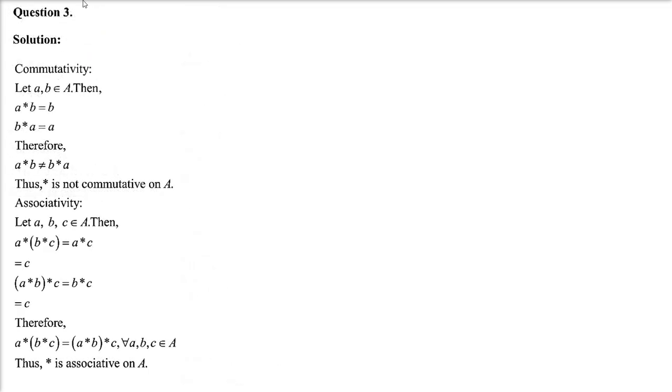Now question number 3. Let A be any of the set containing more than one element. That is, this is the definition that the set should be non-empty. So we have, let star be a binary operation on A defined by A star B equals B. So whenever you do A star B, B has to come. The second value has to come. Okay. Is star commutative or associative on A? So A is coming from A, B is coming from A, but the second value will be the result.